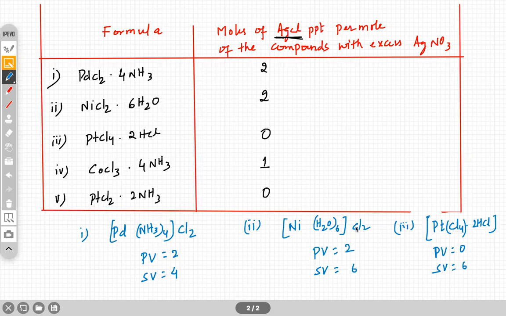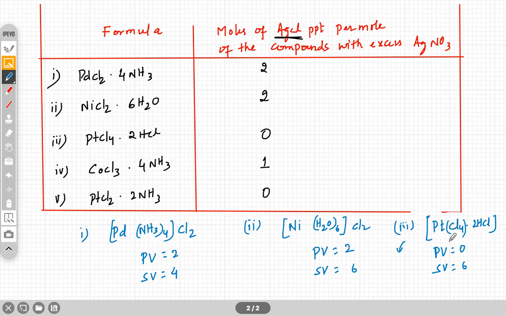If you have this, you see Cl2 present outside. The primary valency is the number of chlorine which is present outside the complex. Here, all the chlorine we will write down inside, right? But for oxidation state, if you check this, you can also write it this way.